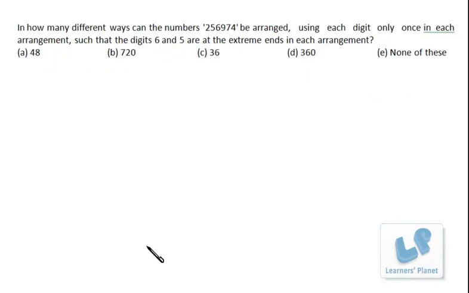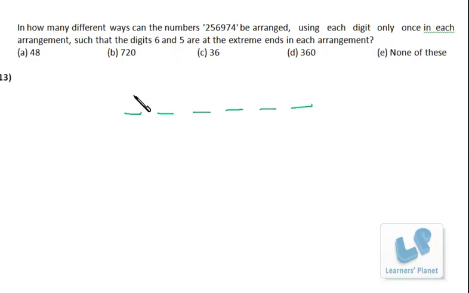Now, let's see this question. In how many different ways can the numbers 2, 5, 6, 9, 7, 4, we can say digits only, be arranged using each digit only once in each arrangement, such that digits 6 and 5 are at the extreme ends in each arrangement. It's a simple problem of permutation, combination, or just a simple arrangement of the numbers. Now we have 6 digits to work with. 1, 2, 3, 4, 5, 6.